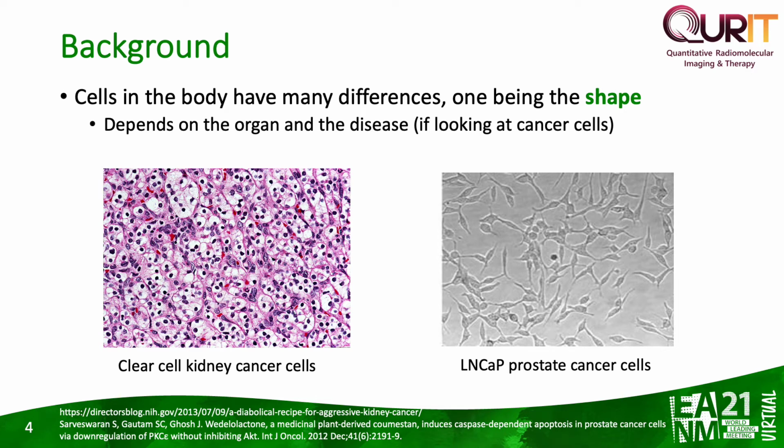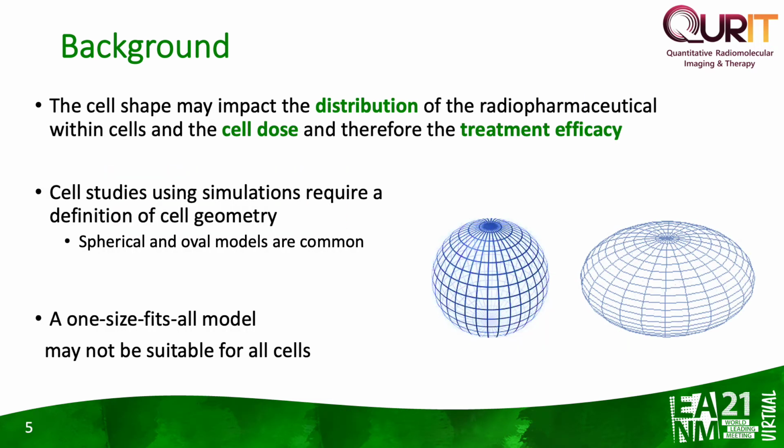They're not perfect spheres, but I would say that spheres are a relatively good approximation for the cell. And then in the gray image on the right, we have LNCap prostate cancer cells, and as you can see, they're not really spherical at all. They're much more elongated, not quite an oval, but elongated. We also observe when looking at LNCap prostate cancer cells on a plastic well, they're elongated as well. The shape of the cell may impact the distribution of the radiopharmaceutical within the cell itself, and it therefore might also impact the cell dose and potentially even the treatment efficacy, so it's something that should definitely be considered.